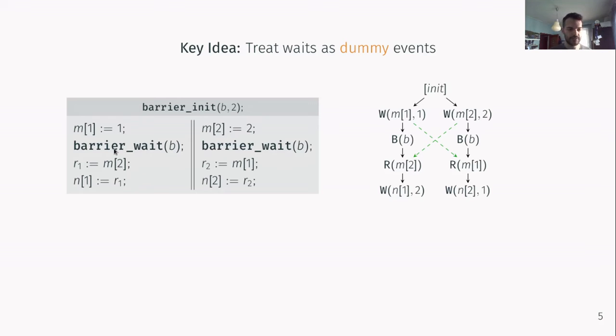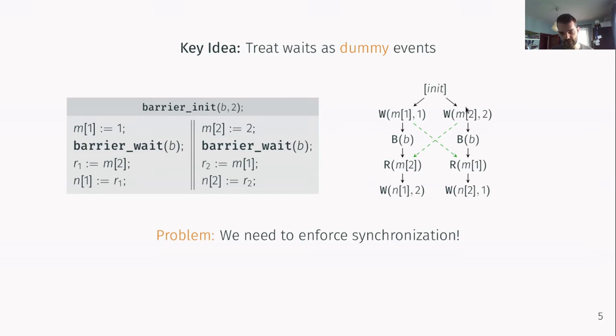So for instance, in this program, after each thread calls barrier wait, then the first thread reads M2, which should obtain the value written by the second thread, and the second thread reads M1, which should obtain the value written by the first thread. However, if we model barriers as dummy events, then no synchronization is enforced.